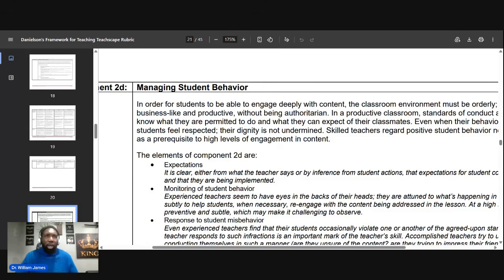You may give the kid a break. You may move their seat. You may do a nonverbal. You may do a verbal. You may do a check-in one-on-one. You may do all of that before sending a kid out. Then you send a kid out, and 2 minutes later, they're back in your room.